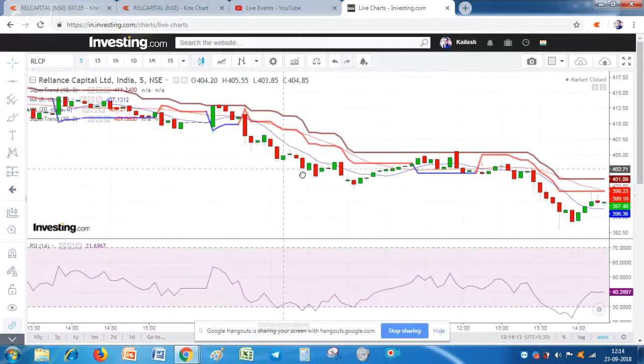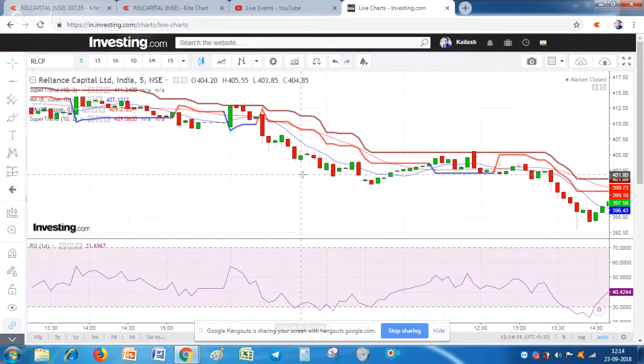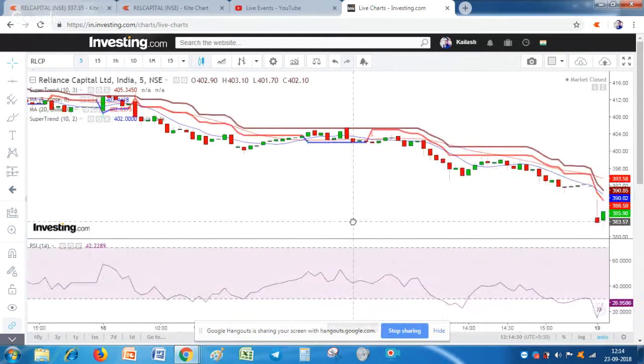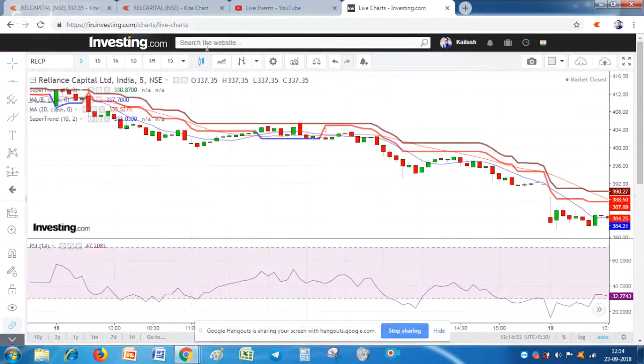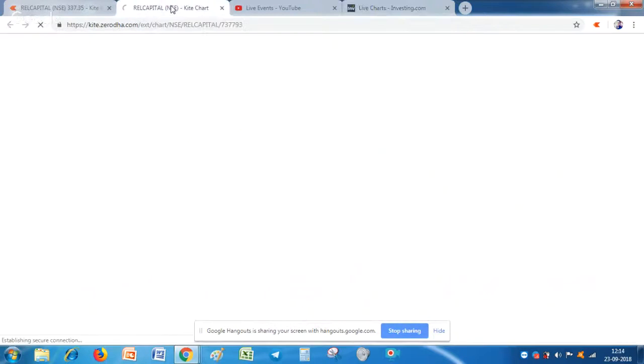Any other doubt, friends? If there is no doubt, I will close the session here because there is nothing more. This is a simple indicator available freely in this charting site and in different charting sites. Maybe in all of them, just like in Zerodha also. Let me go to Zerodha. So it is available in Zerodha. It is a very simple indicator available in most charting platforms, so we can make use of this Super Trend and follow it strictly.